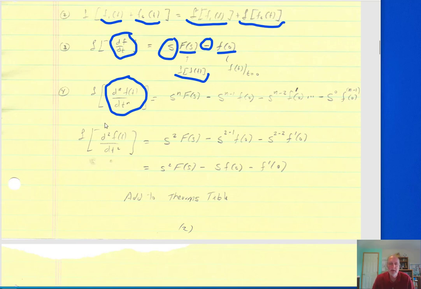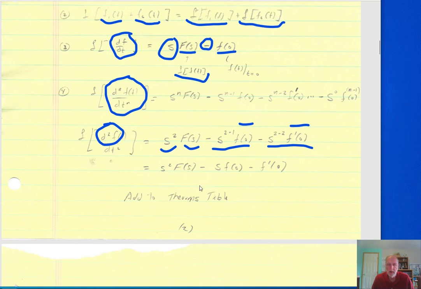You extend this to a second order derivative down here, and you get s squared times the Laplace of f. And then you get two initial condition terms here. You get s times f of 0 and then f prime of 0. If you think about differential equations, a second order differential equation requires two initial conditions. So that's why these two terms show up when we do a Laplace.